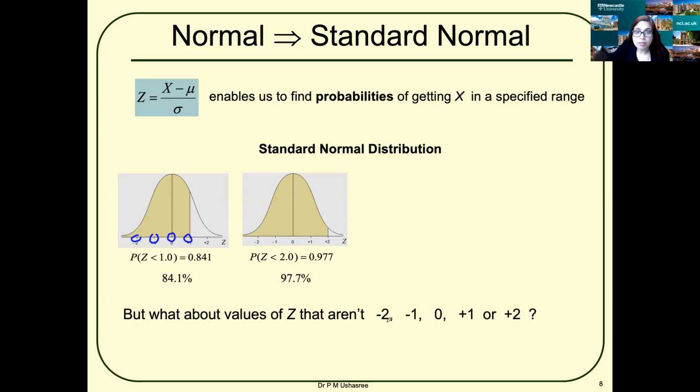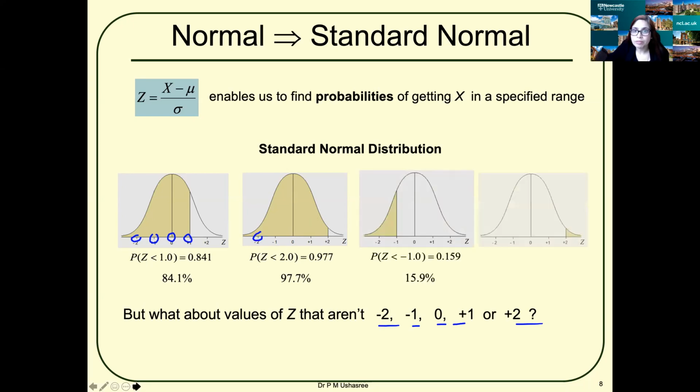What about the z values that are not -2, -1, 0, +1 or +2? You can use the empirical rule to find any of these values. So z greater than 2 is 2.3%. Z less than 2 is 100 minus 2.3%, which is 97.7%. So you can clearly find the probabilities for a given range using the empirical rule.